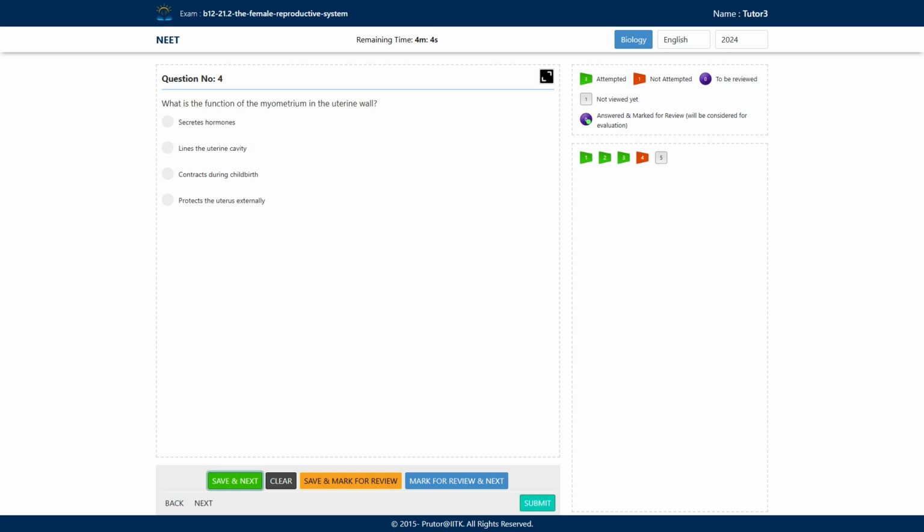Now, what is the function of the myometrium in the uterine wall? Okay, so the myometrium is the thick middle layer of the uterine wall. What is the function of the myometrium? It consists of smooth muscles. So keeping this in mind, you have to answer this question. First is secrete hormones. Second is lines the uterine cavity. Third is contracts during the childbirth. Fourth is protects the uterus externally. So what will be the correct answer?